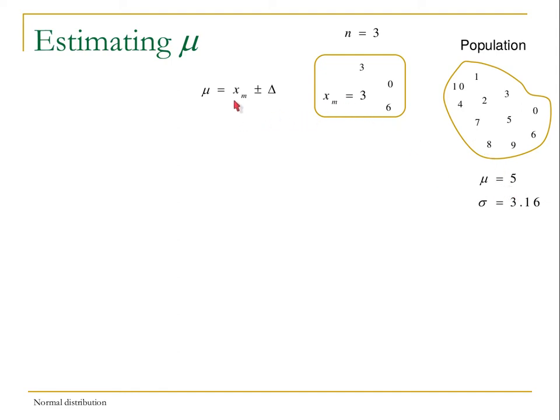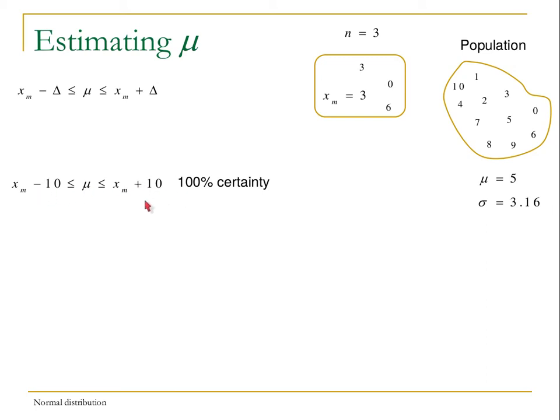So we would say that we think the population mean is within the range of the sample mean plus or minus some value delta. We could rearrange that, and the same assertion is that sample mean minus delta is less than or equal to population mean, which is less than or equal to sample mean plus delta. For example, xm minus 10 is less than or equal to mu, which is less than or equal to xm plus 10. This is the same as saying that the absolute value of xm minus mu is less than or equal to 10.